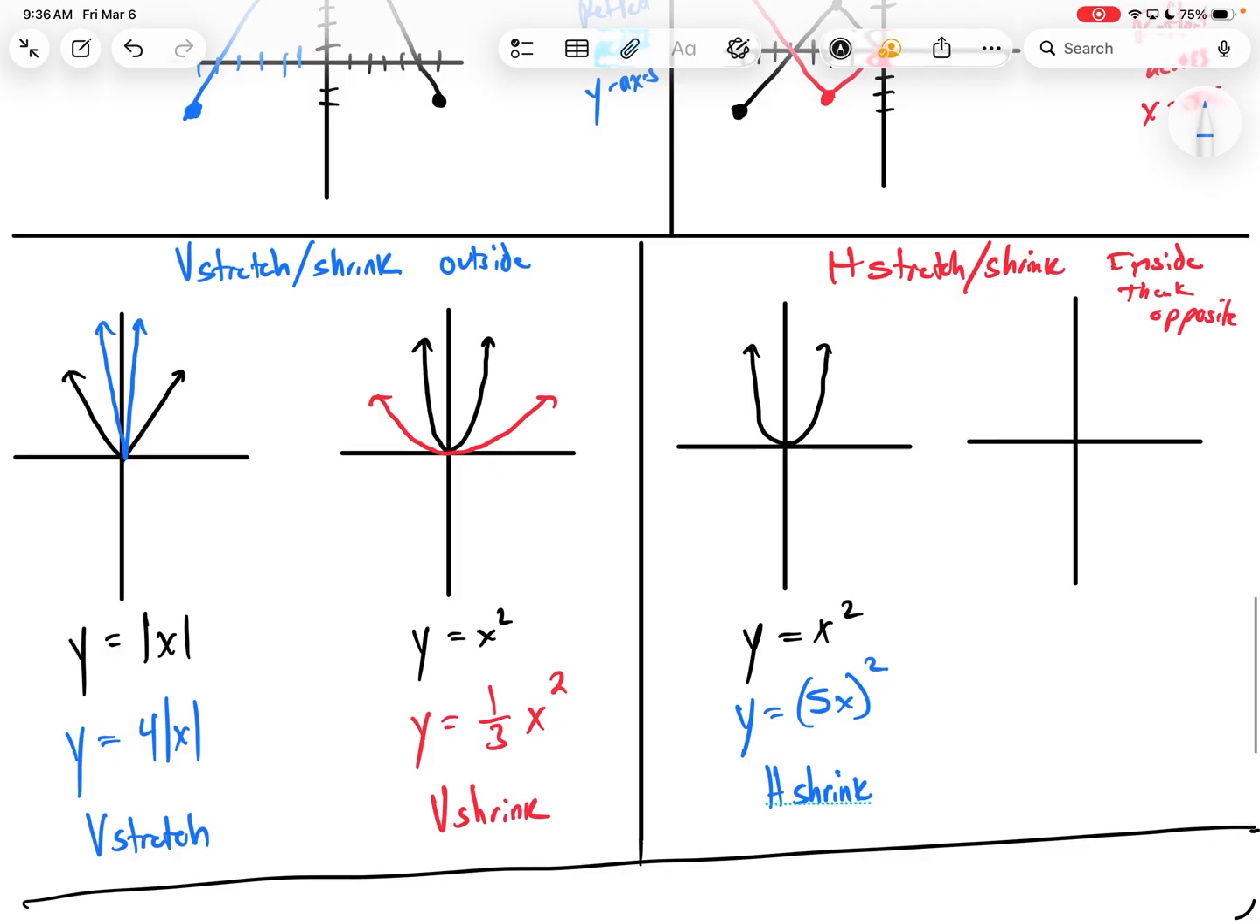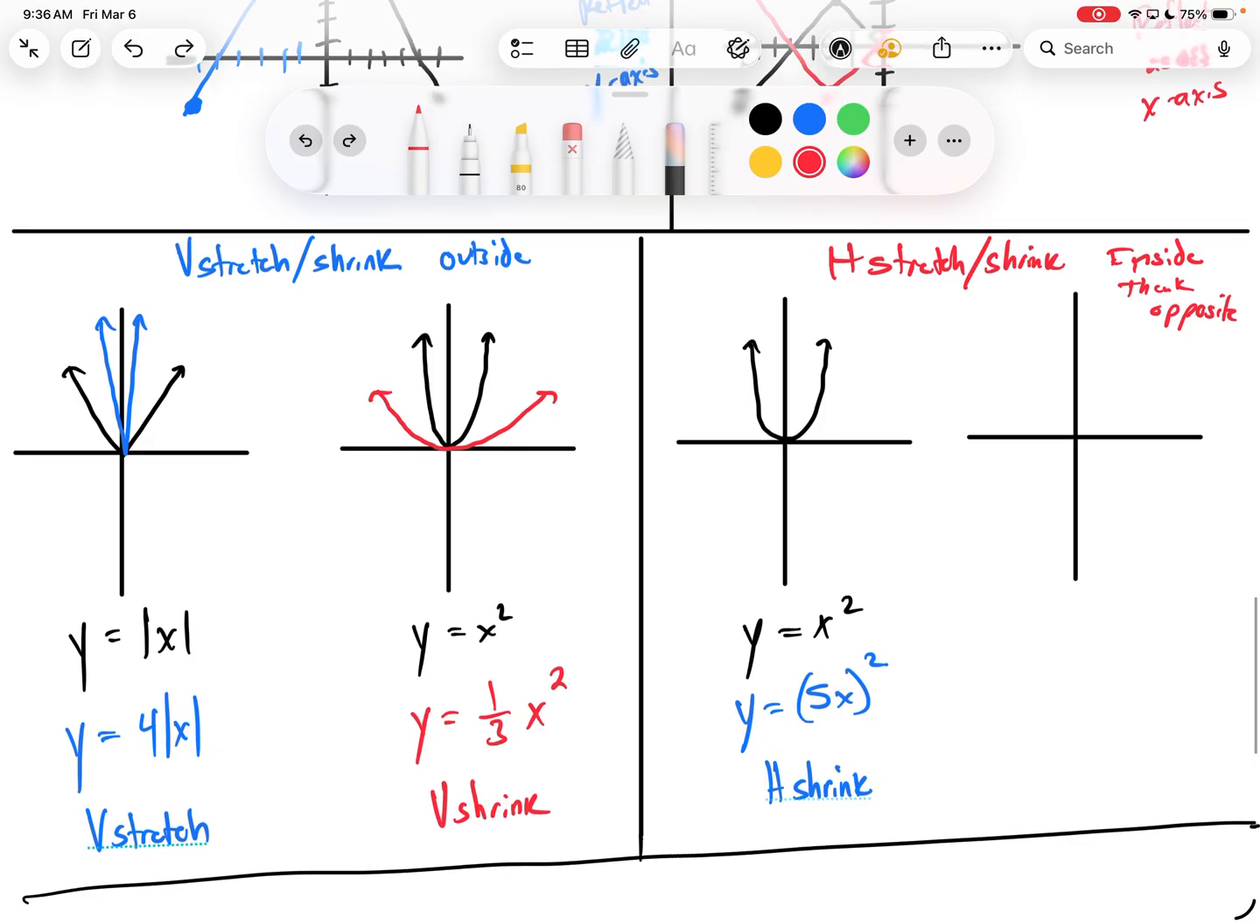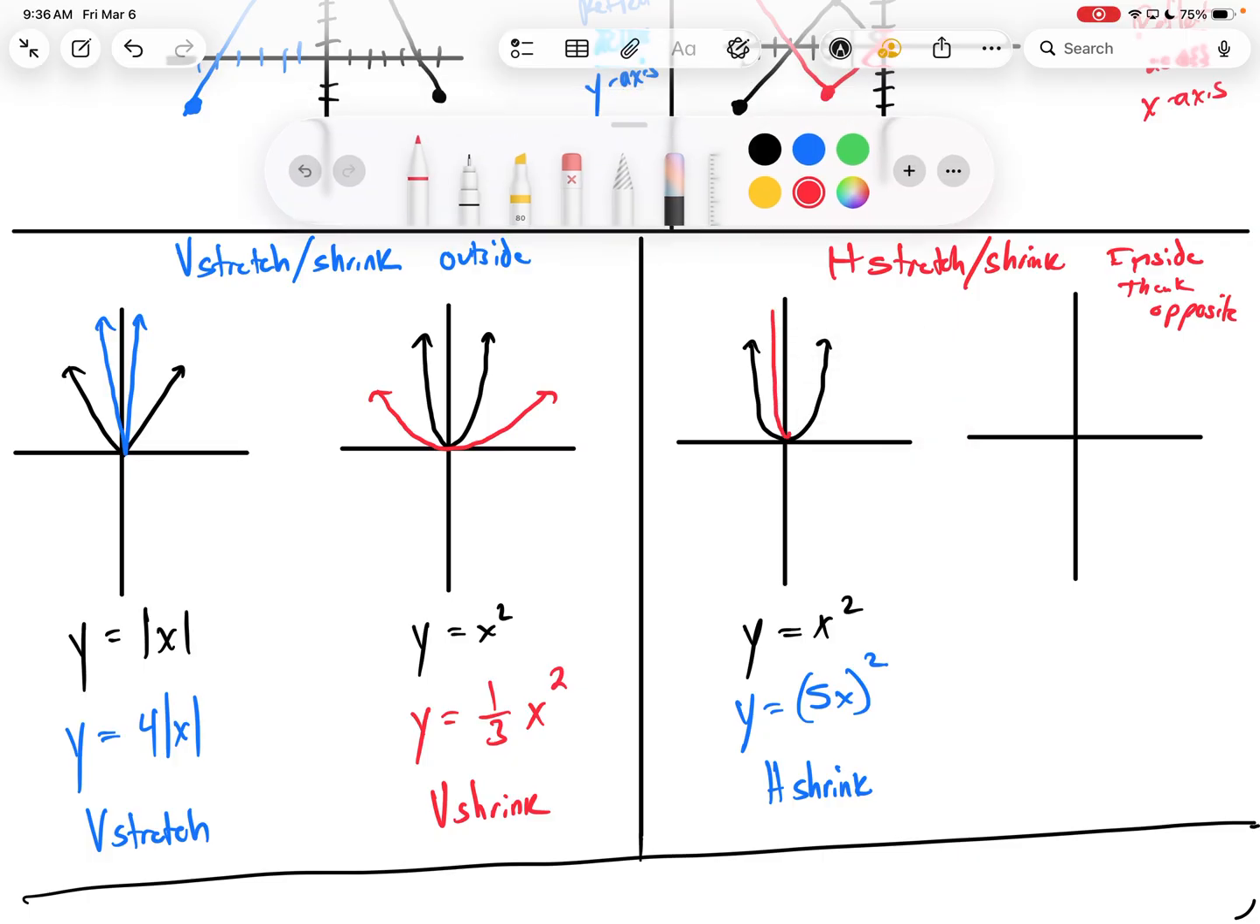The rule here, I didn't say this, I'm sorry, is that if it's a number bigger than 1, you stretch it. If it's a number smaller than 1, like 0 to 1, like a fraction, 1/3, 4/5, 2/3, anything like that, you shrink it, right? On the inside, it's always opposite. So here I have a number bigger than 1, so I'm going to horizontally shrink it. If I push it in from left and right, that actually means it goes up faster.